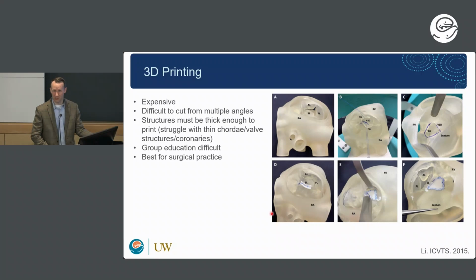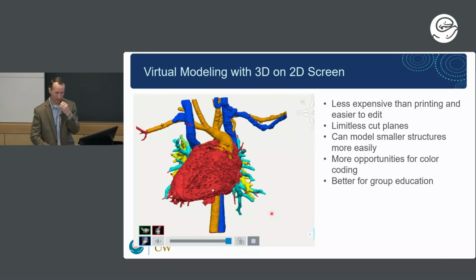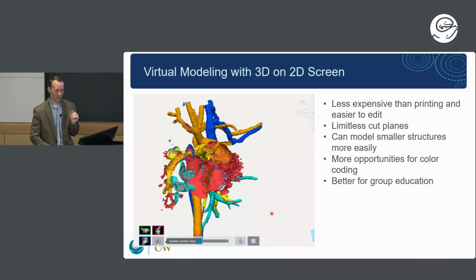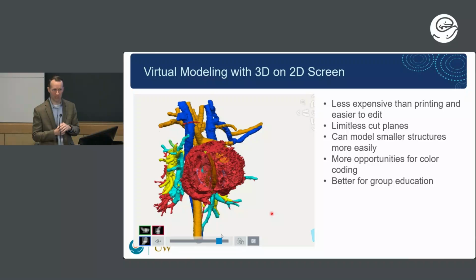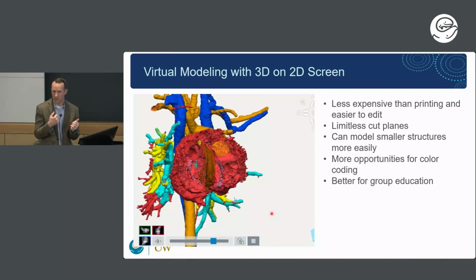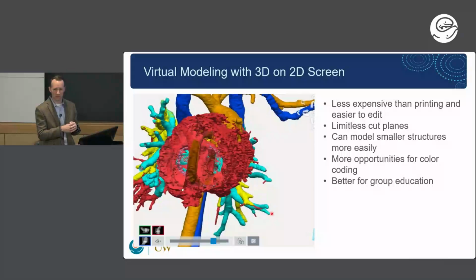It's also hard for thin structures, given the limits of how small you can print, and it makes group education difficult. For everybody huddled around someone trying to show a gross specimen, it can be challenging for trainees to see it. It is probably best for surgical practice, for simulation of somebody practicing sewing in a patch. That kind of tactile training is something printing is really useful for. But in terms of just understanding the anatomy, a lot of places have moved away from printing and said, we have this virtual model, and there are other ways we can interact with it rather than being forced to print it.